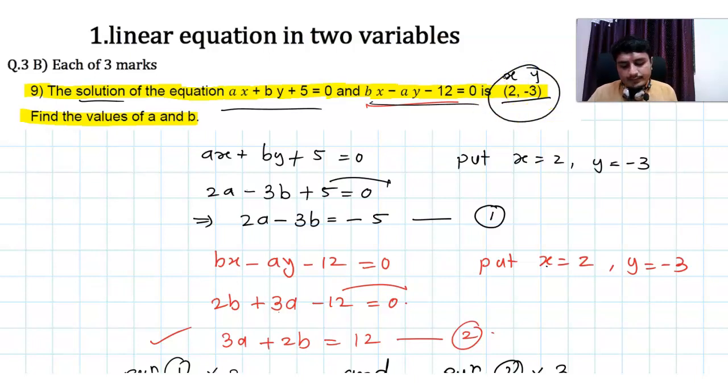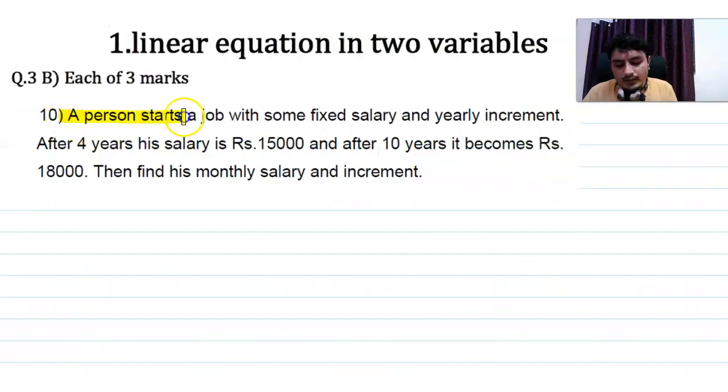Then we can say that the given two simultaneous linear equations in two variables have the solution 2 comma minus 3. Now look at question number 10. A person starts a job with some fixed salary and yearly increment. After 4 years his salary is rupees 15,000 and after 10 years it becomes rupees 18,000. Then find his monthly salary and the increment.